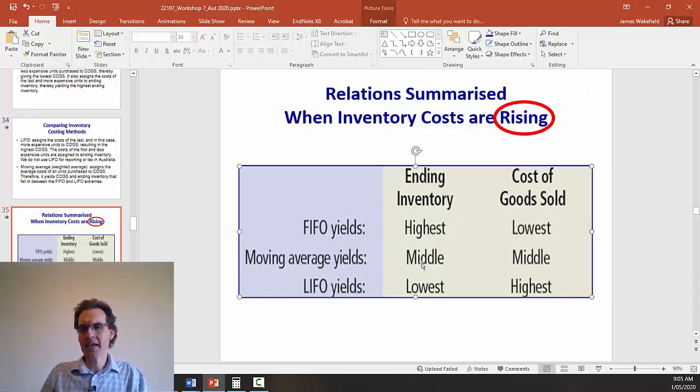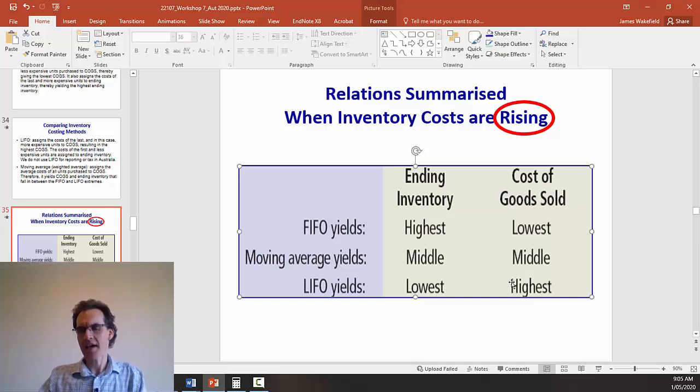Now, ending inventory. The inventory that you don't sell is obviously left in the books of the business. And so if you apply the first in, first out method, you assume when prices are rising, you sell the cheapest units, and so you're left with the most expensive units at the end. So if you apply the first in, first out method, yes, you do get the lowest cost of goods sold, but you also get the highest value of ending inventory because the most expensive ones are assumed still to be on hand.